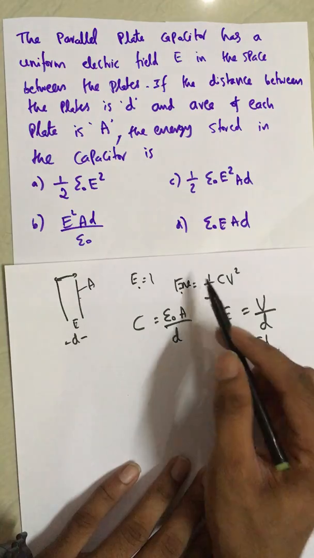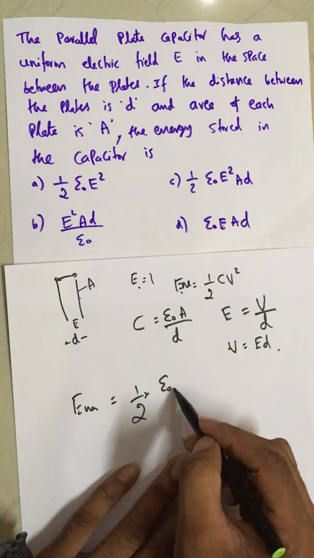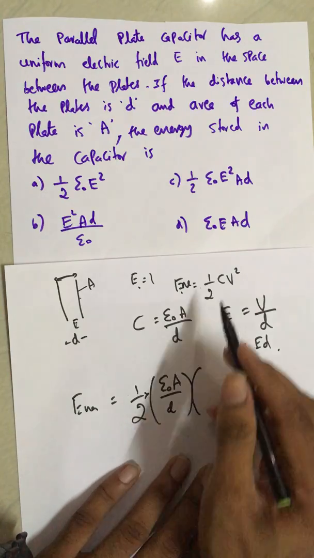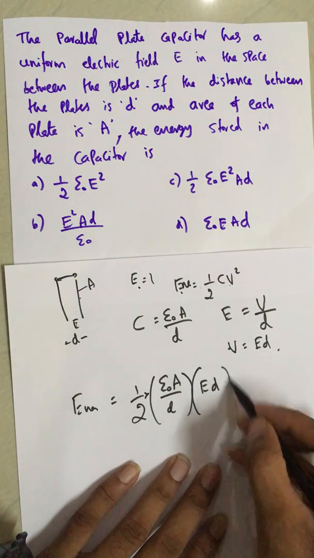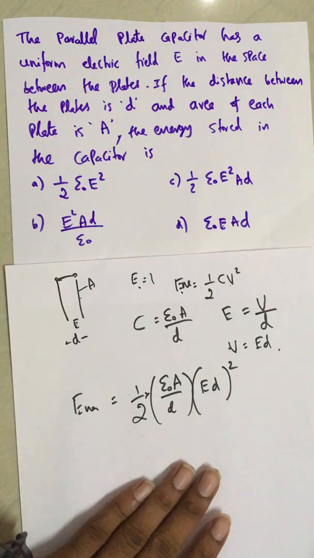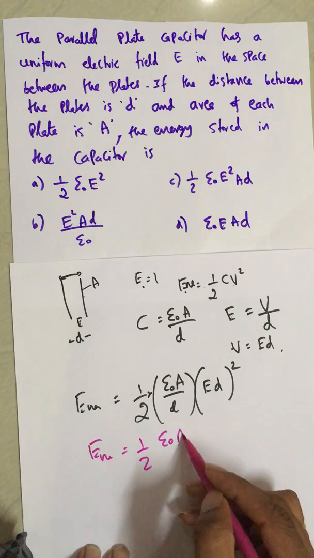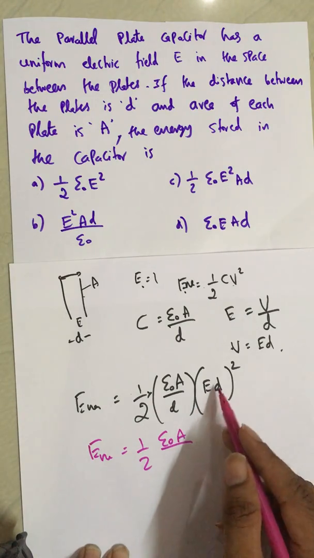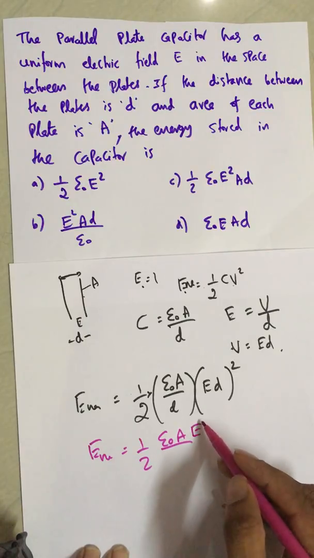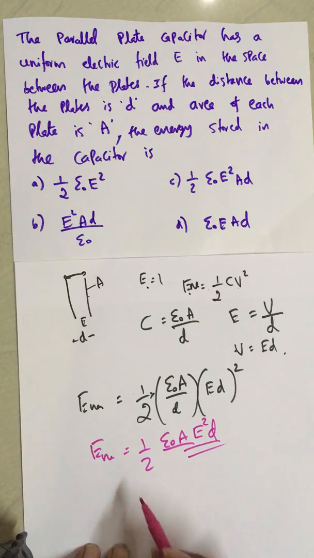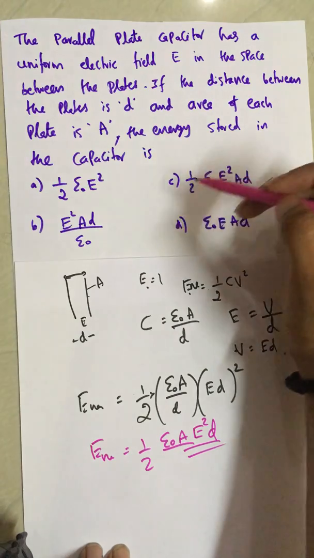So let's substitute these two here. Energy is equal to half C, which is epsilon naught A by D, into V square, where V is the potential difference between the plates, that is E into D, so V square is E D square. So that is equal to 1 by 2 epsilon naught A by D, into E square D square. One D cancels here, and you are left with E square into D. So the answer is here: half epsilon naught A E square D.